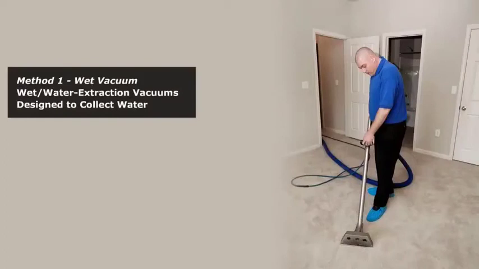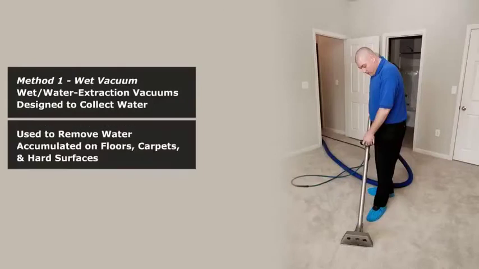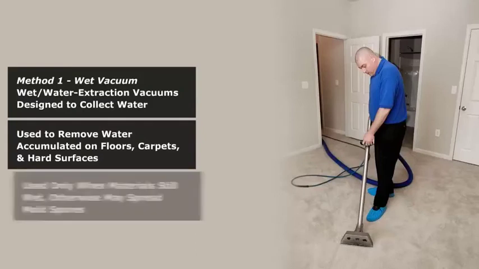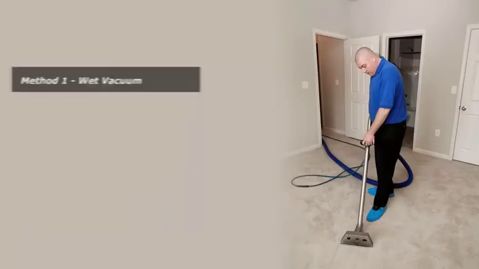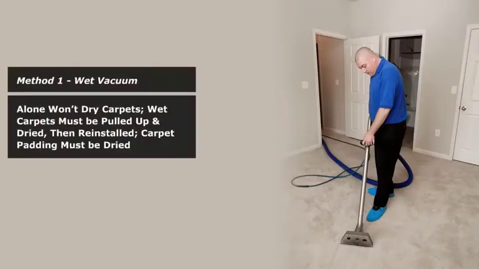Method 1. Wet vacuum. Wet or wet extraction vacuums are designed to collect water. They can be used to remove water that has accumulated on floors, carpets, and hard surfaces. Wet vacuums should be used only when materials are still wet, otherwise they may spread mold spores. Wet vacuums alone will not dry carpets.